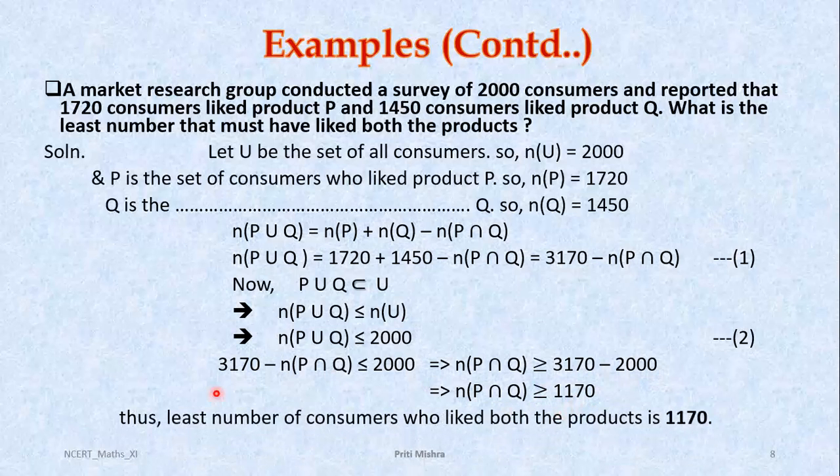So it means the least number of consumers who liked both the products is 1170. So this is the answer.